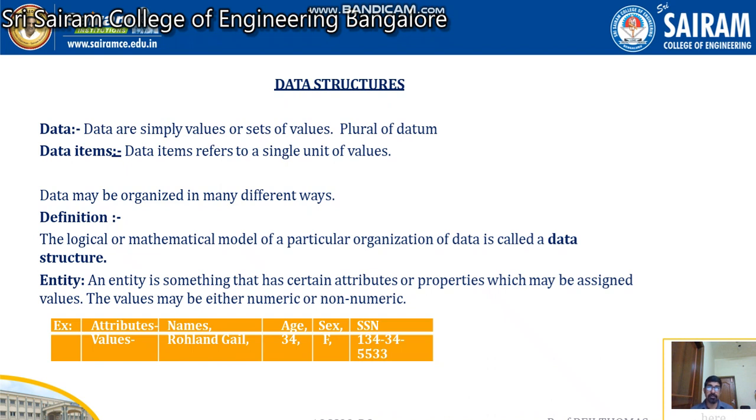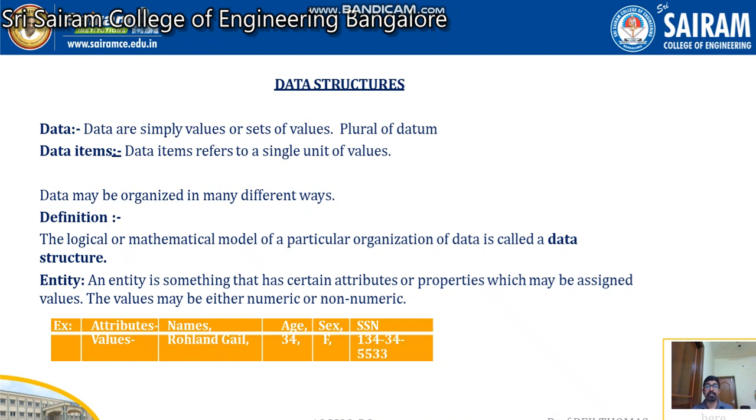When we study data structures, we should remember about entities. An entity is an attribute or a property which is assigned with every value. I told you data is a set of values. Every set of values has certain attributes, and this we call an entity.